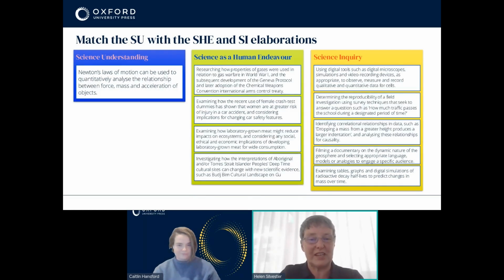Okay, I'm going to give you another chance. This one, we're looking at Newton's laws. That's still in Year 10. We have 4 Science as a Human Endeavour elaborations. Which one of those, and hopefully this one will be more obvious this time, under the SHE, is it number 1, the World War II chemical weapons? Number 2, the use of female crash test dummies. Number 3, looking at the impacts on ecosystems of social and ethical implications. Or is it number 4, the Aboriginal and Torres Strait Islanders deep time cultural sites?